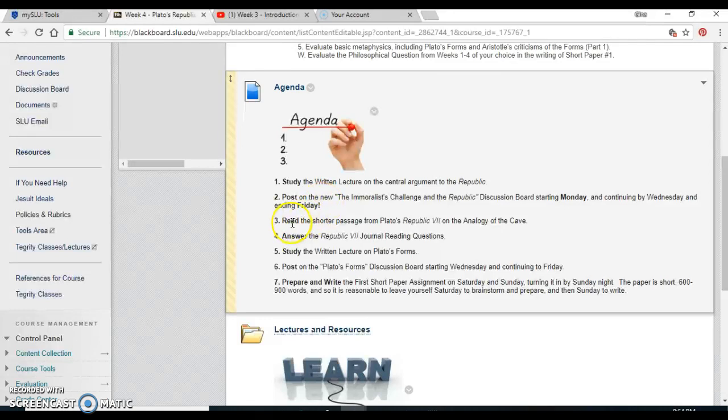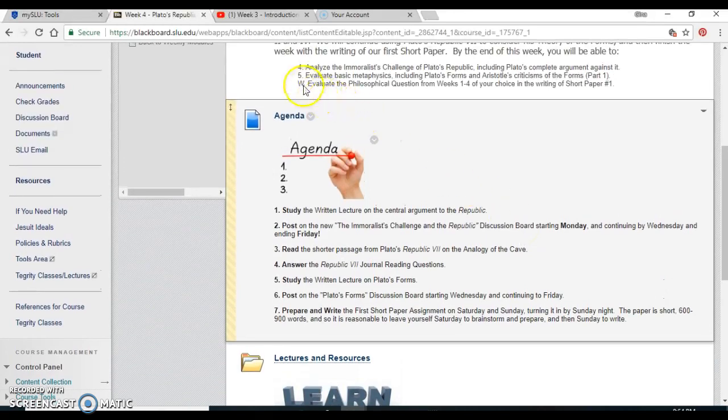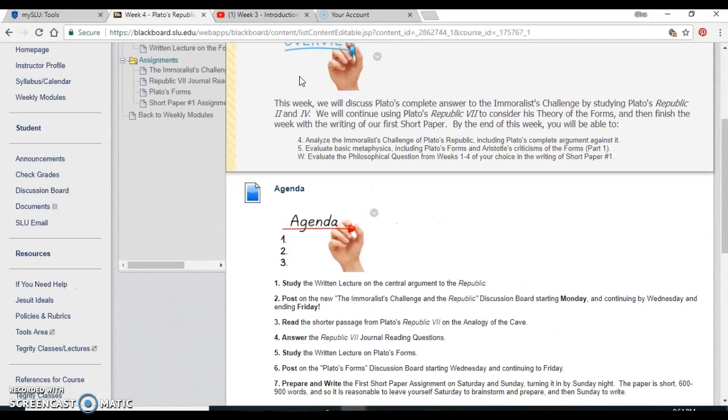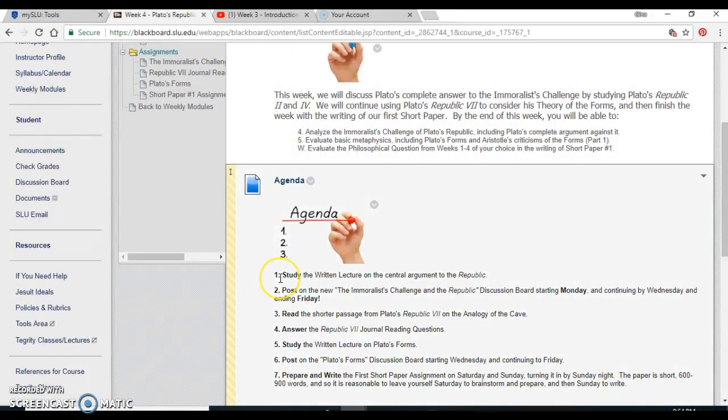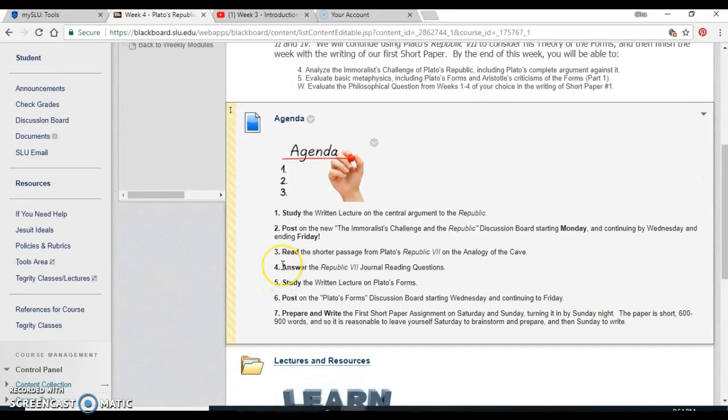You will also begin reading the shorter passage from the Republic. It's only the very beginning of book 7. And this is famously called the Analogy of the Cave. And this gets us into objective 5 from the overview. Begin that on around Wednesday.